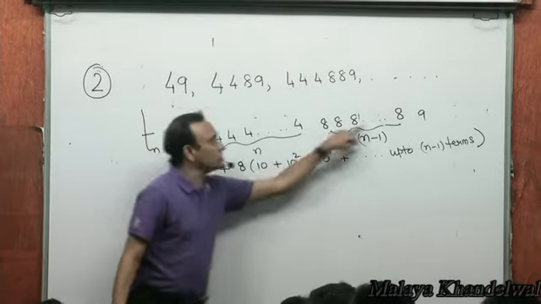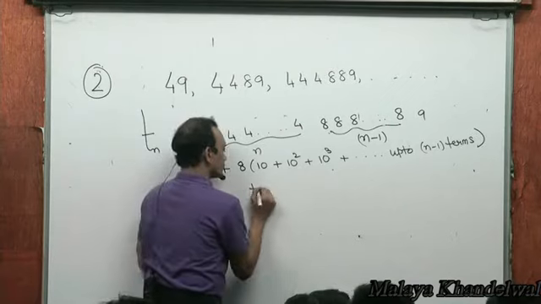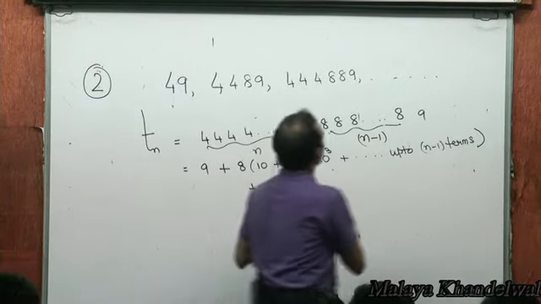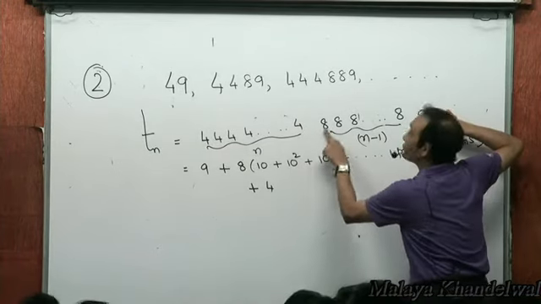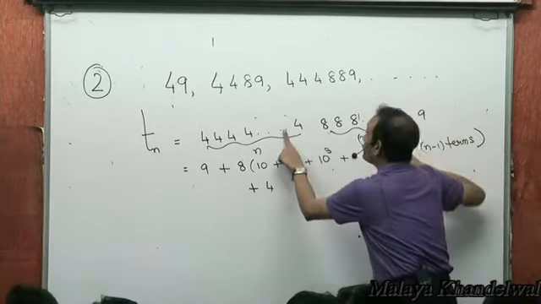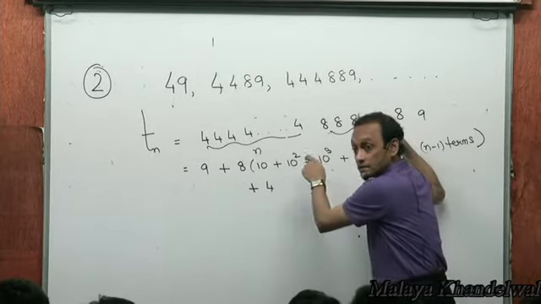So we've exhausted all these. This entire string has been taken care of. Now start with the 4. Now, there are n places after 4. So 4 into 10 to power n. Then 4 into 10 to power n plus 1. Up to n terms. Yes or no?